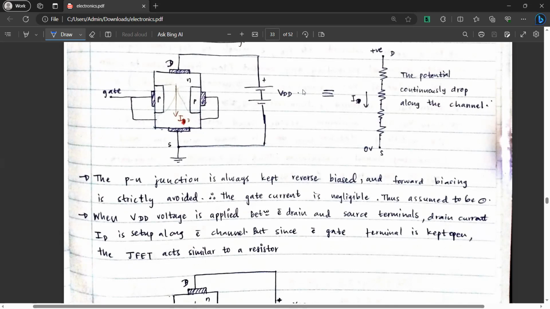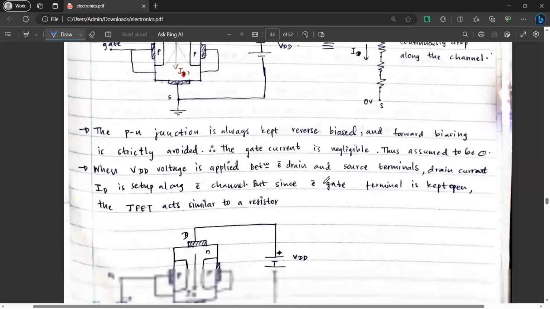Okay, this is identical to a resistor, but here the potential continuously drops. You must have that idea. It continuously drops, but there won't be a reverse bias because this gate is kept open.